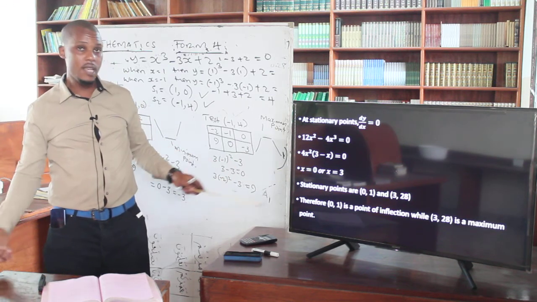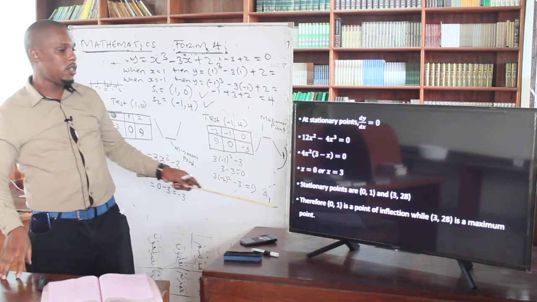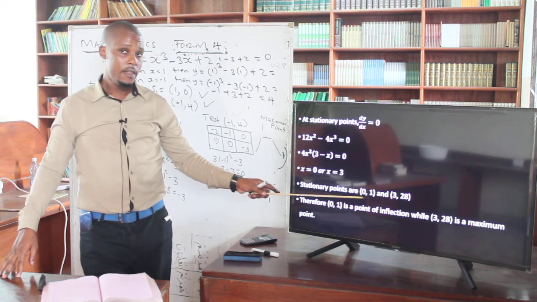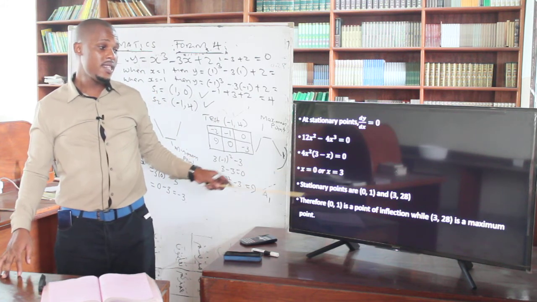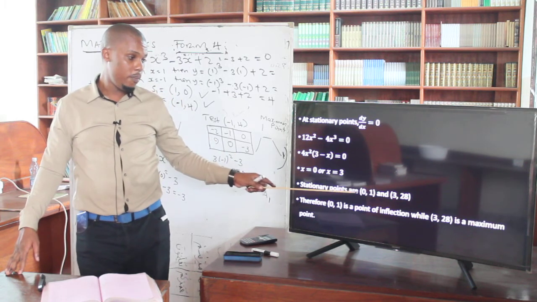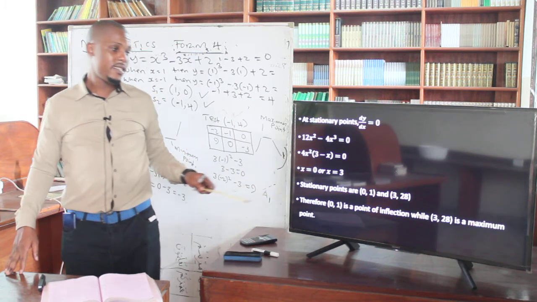Get this 0, substitute into the main equation. So when you substitute 0 into the main equation, you get y is 1. That's why one point is (0, 1). Then again you have your 3. Substitute into the main equation, you get y is 28. So you have two stationary points, (0, 1) and (3, 28). Therefore, test those points.